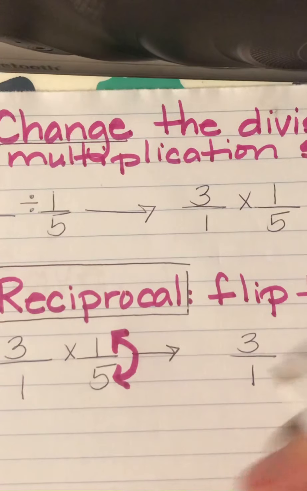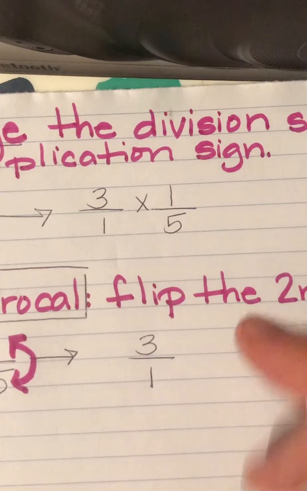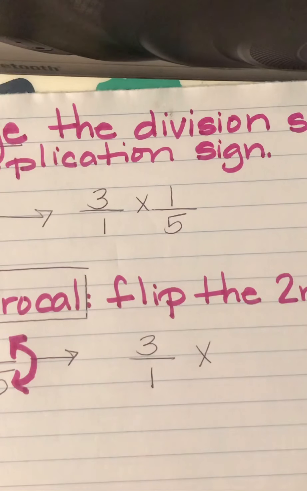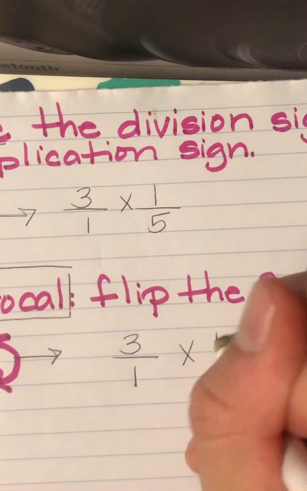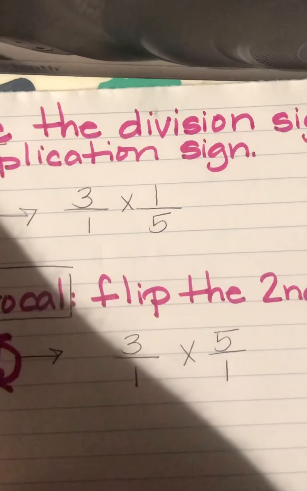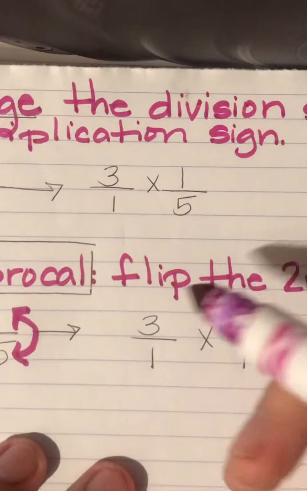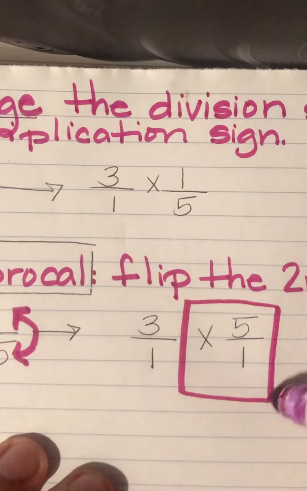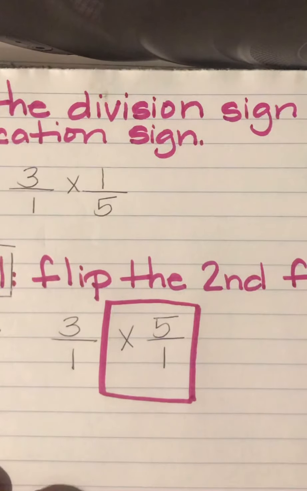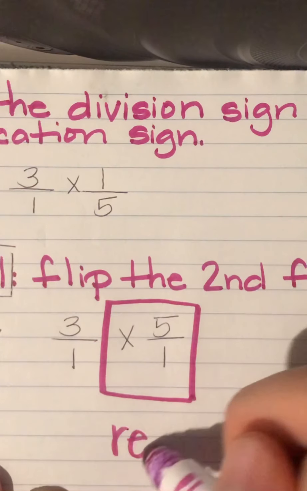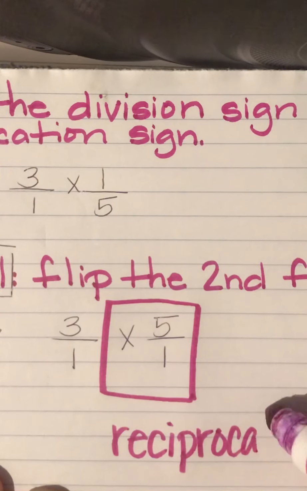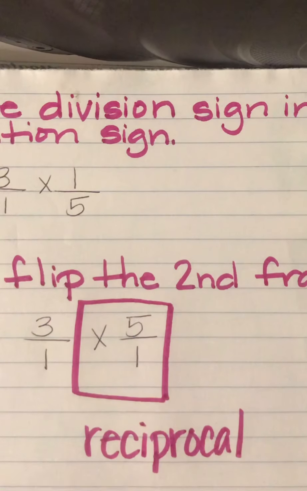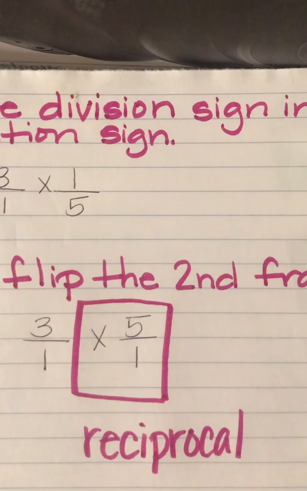remember, the first fraction is kept the same, 3 over 1. We changed that division symbol into a multiplication symbol. And then I have 5 over 1. 5 over 1, this right here, is called the reciprocal. So that's your reciprocal. So it's basically the flipped fraction. But in math, we don't call it a flipped fraction. We call it a reciprocal.